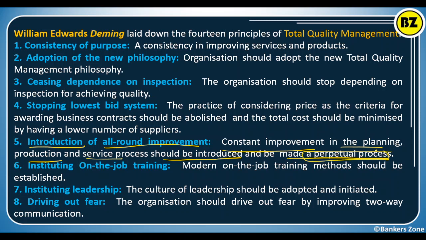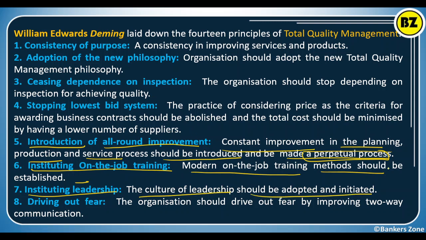Perpetual means it is a continuous, permanent process. Improvement should be permanent. Now, institution on job training. A modern on-the-job training method should be established for the purpose of training. Then instituting leadership. The culture of leadership should be adopted and initiated.